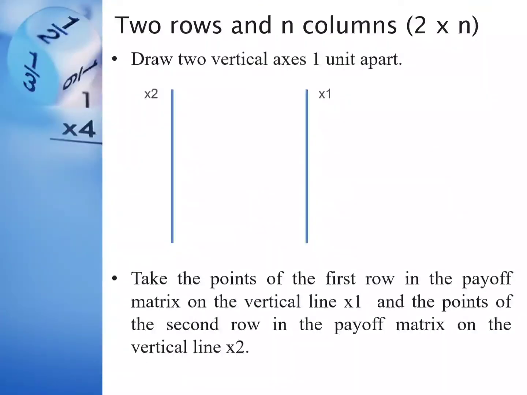Now let's see the first type of graphical method, that is 2 into n, 2 rows and n number of columns. Here we will take the 2 rows and draw 2 vertical axes 1 unit apart. Take the points of the first row in the payoff matrix on the vertical line x1 and the points of the second row of the payoff matrix on vertical line x2.